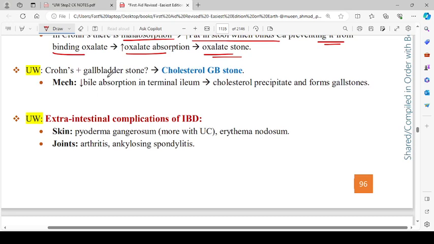The usual point is Crohn's plus gallbladder stone causes the cholesterol gallbladder stones. Mechanism is decreased bile absorption in the terminal ileum will lead to cholesterol precipitate and form the gallstones.